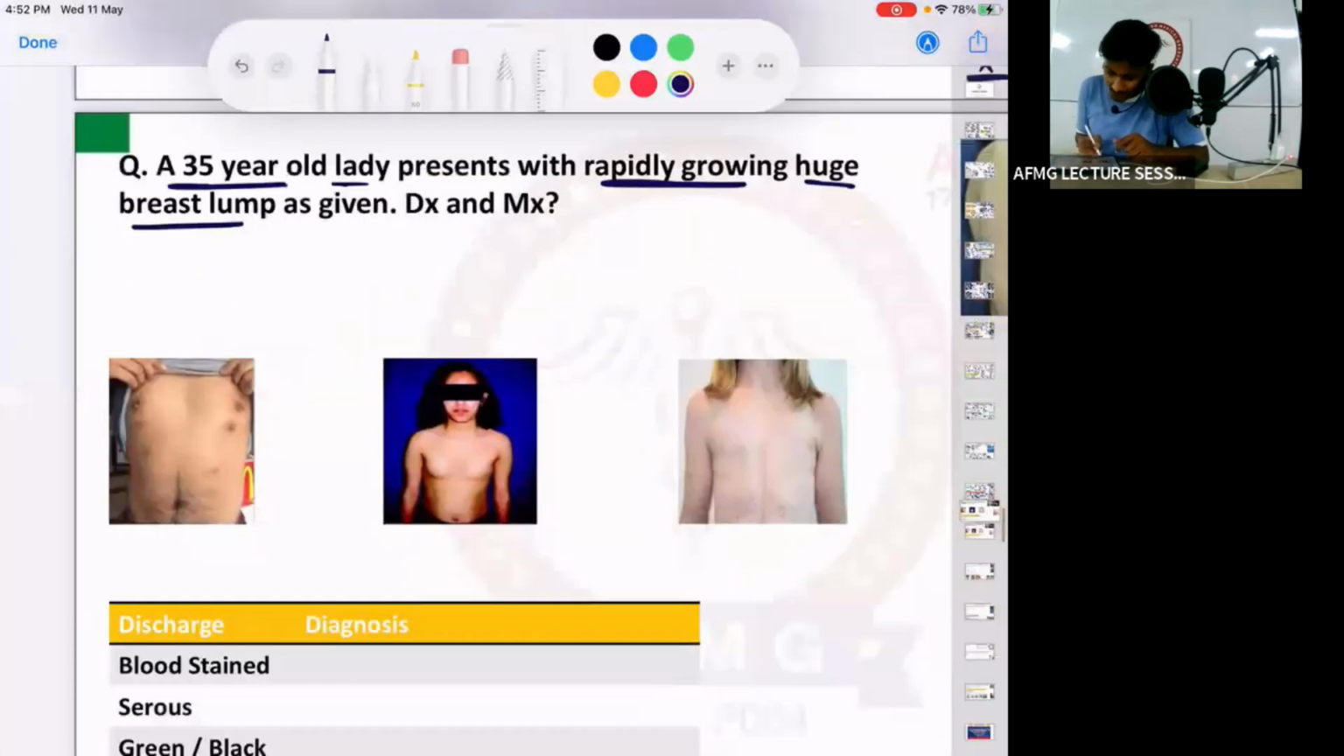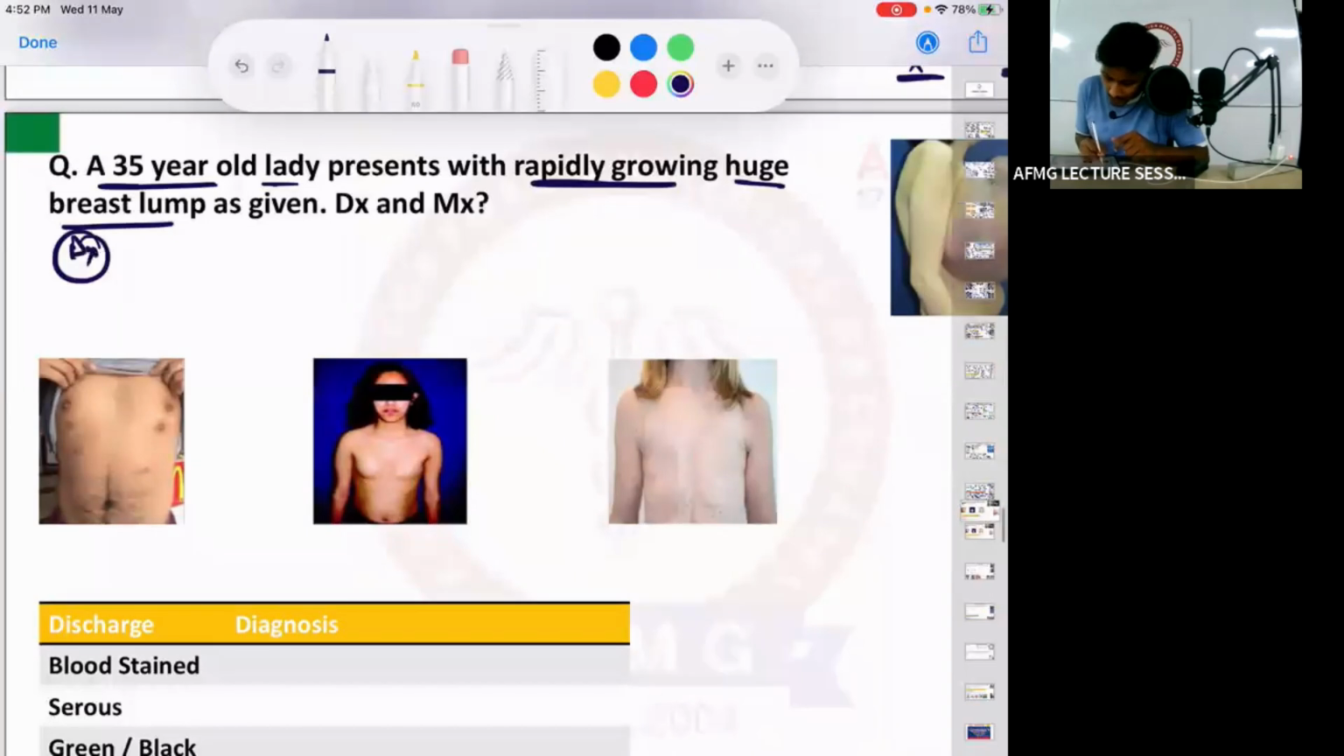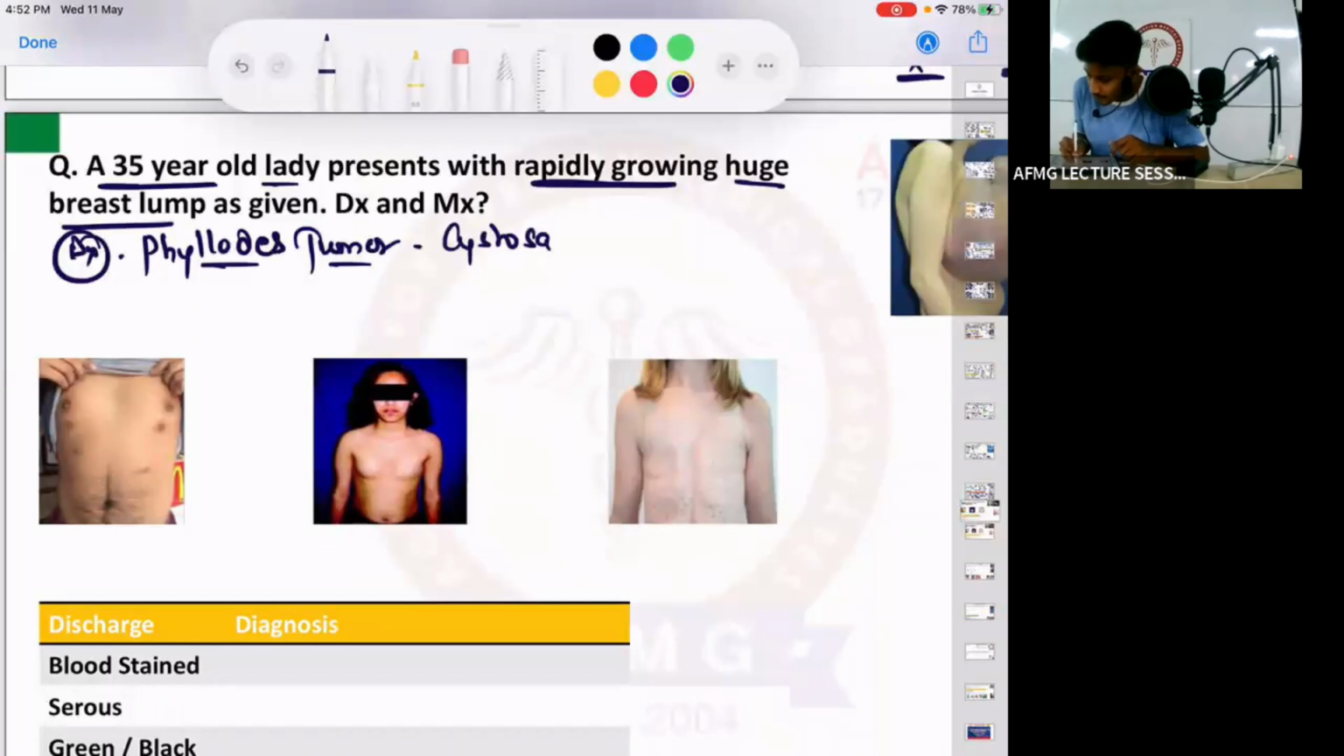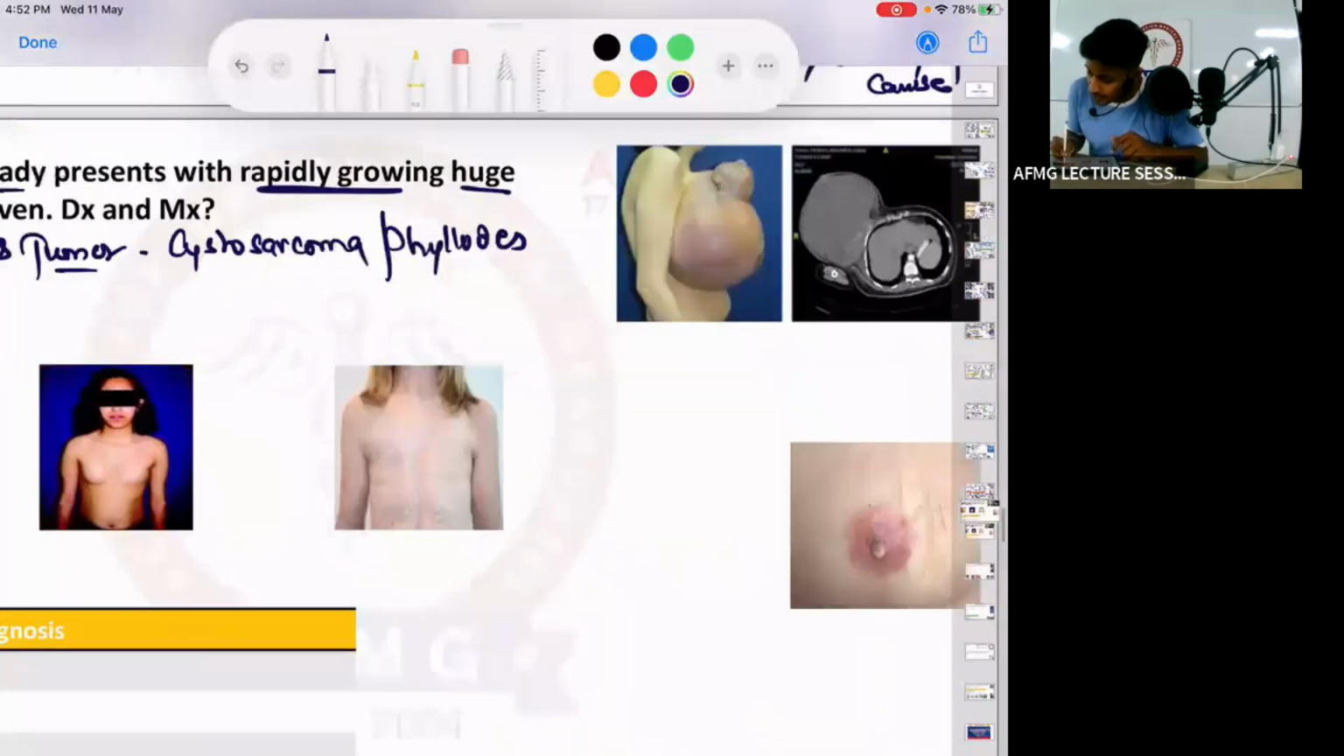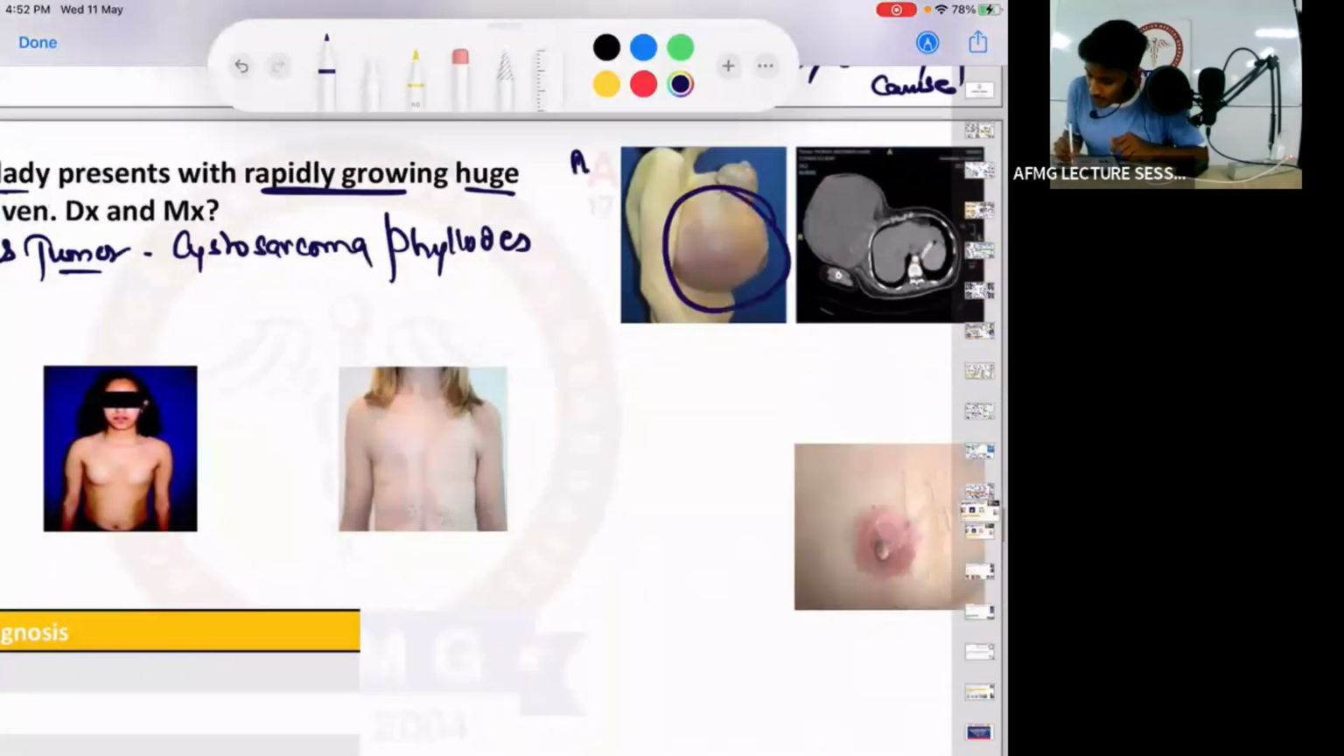The diagnosis is phyllodes tumor. Phyllodes tumor is also called cystosarcoma phyllodes. Here you can see a massive breast tumor. If they ask you the largest breast tumor, it is phyllodes.